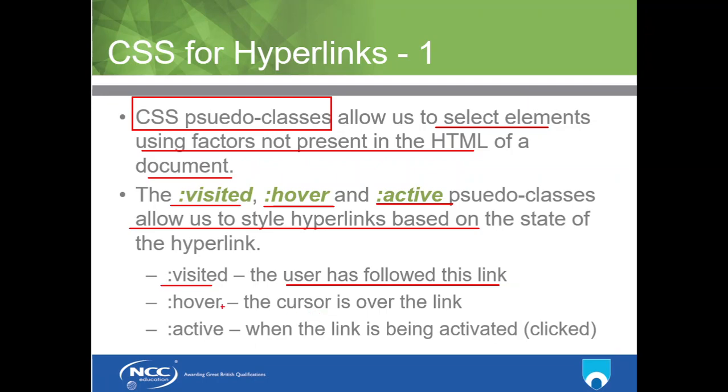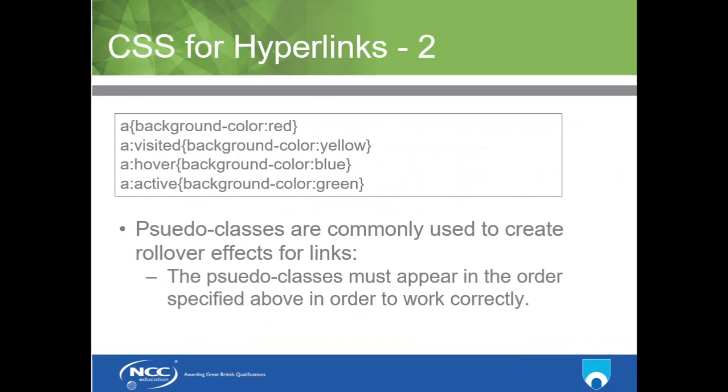I can't remember. Then hover. Hover is when you take your mouse cursor over the hyperlink, what do you want it to do? So that is hover. Cursor is over the link. Active is when you are clicking on that link. So that's what we call active.